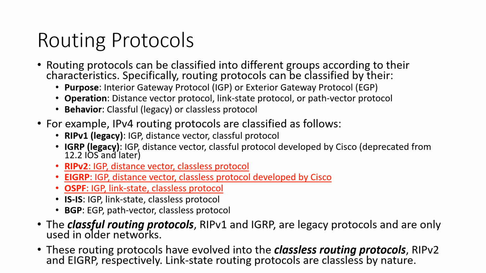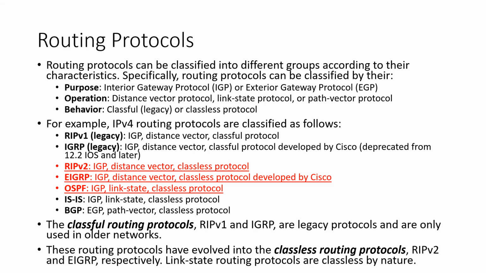Okay, routing protocols. Routing protocols can be classified into different groups according to their characteristics. Specifically, routing protocols can be classified by their purpose: interior gateway protocol or exterior gateway protocol; by operation: distance vector protocol, link state protocol or path vector protocol; and by behavior: classful, which is legacy, or classless protocol. So an example is given there. IPv4 routing protocols are classified as follows.